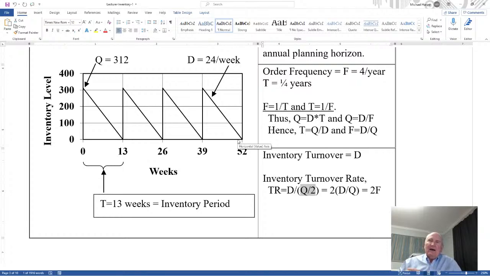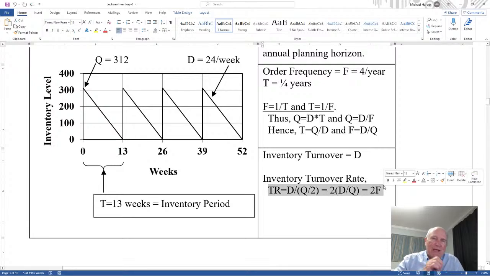Now, notice I can do some algebra here and bring the 2 up, 2 over D over Q. D over Q is 2F. For this course, for the simple examples we have in this course, and just this course, especially this lecture, Inventory-1, the turnover rate on everything we do is the same as 2 times the frequency. So the turnover rate then will have time in the denominator.